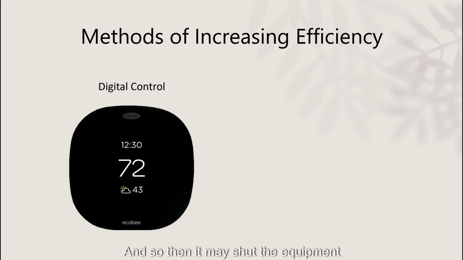And so then it may shut the equipment down or lower the temperature because, hey, we're going to save some energy when nobody's home. So if you do have a smart thermostat, whether it's an ecobee or a Nest, you always want to make sure that you're walking past it every so often, waving your arms or so forth. If it does sense that people aren't walking by it, it will potentially shut things down.